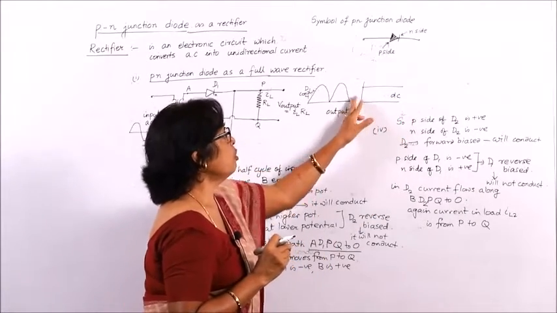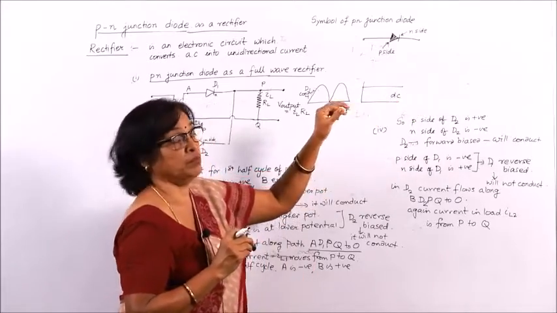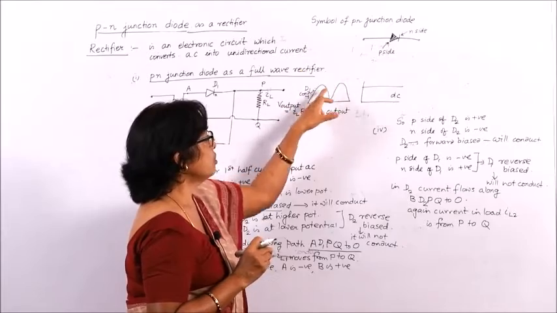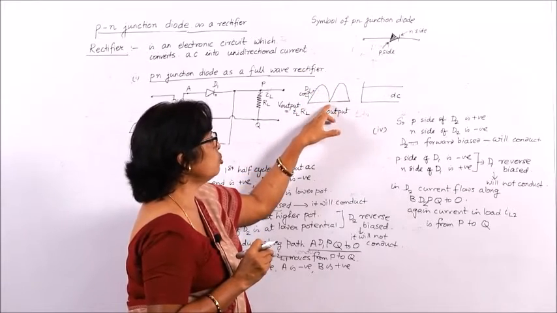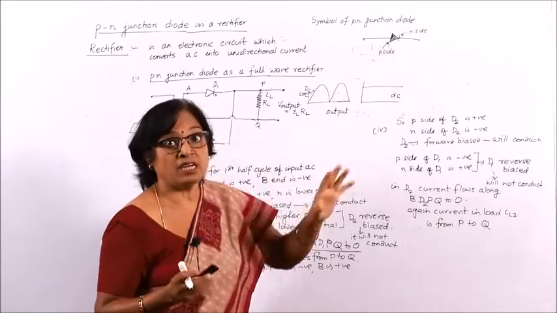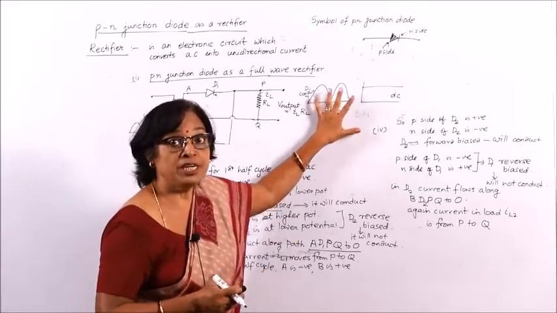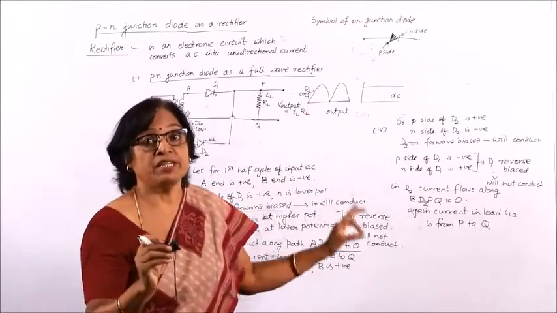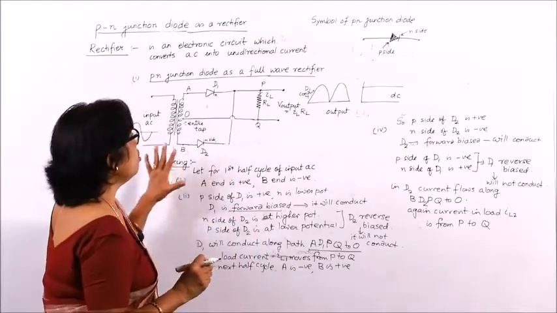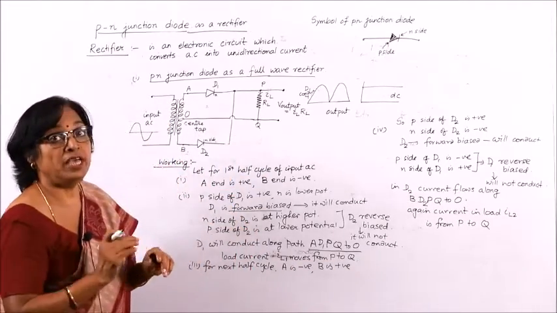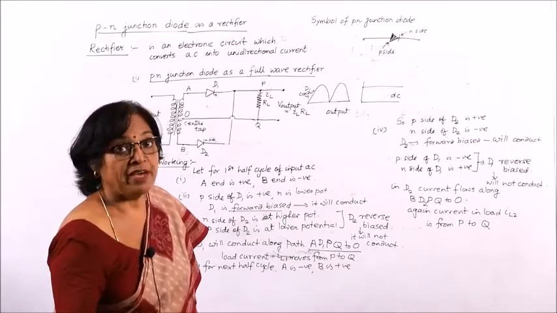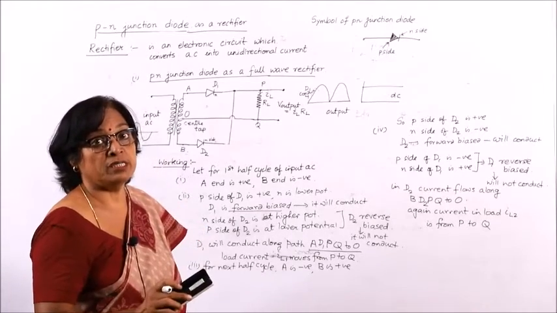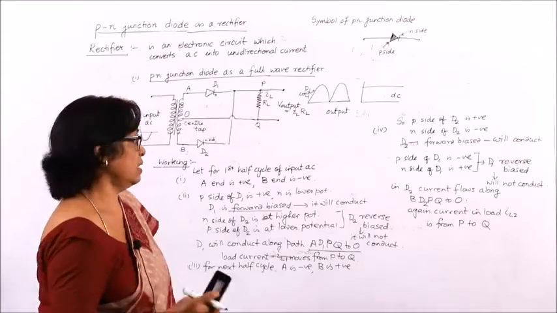With time the voltage remains constant, but here with time the voltage changes, goes to a maxima, decreases to 0, goes to a maxima like a sine graph. So, this is unidirectional, the current in the load moves in the same direction. This is how a PN junction diode behaves as a full wave rectifier, because it converts both the cycles of input AC into a unidirectional current.